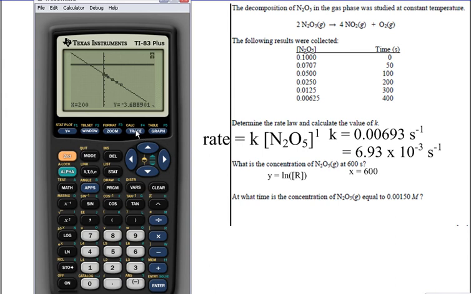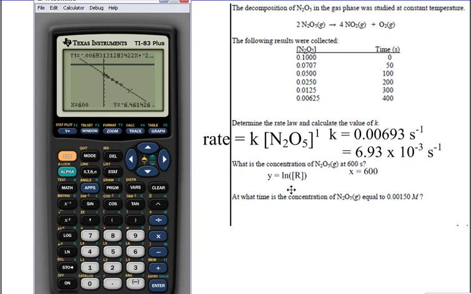Now let's try that again. So second trace to get to the calculate screen. Hit enter because I have a value. I'm going to put in 600. Hit enter again. And when x is 600, y is negative 6.466, or 6.46, blah, blah. The calculator automatically stores that value into this alpha key y, which is right here.